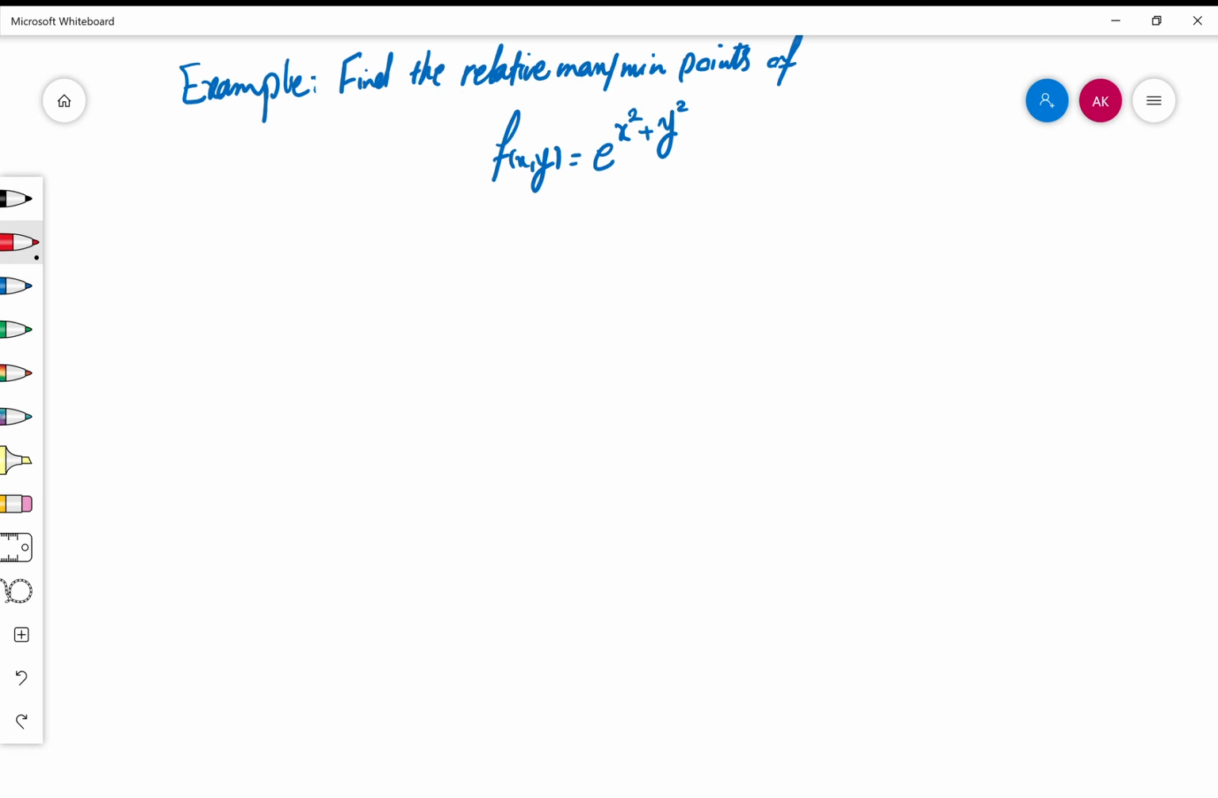Hi, in this video I will do an example for the D-test, or second derivative test, for a function with two variables. The function here is f(x,y) equals e to the power x squared plus y squared, and the question asks for the relative maximum points of this function. Well, you already know that to start with we need to find the critical points.